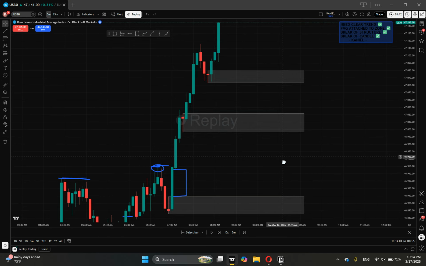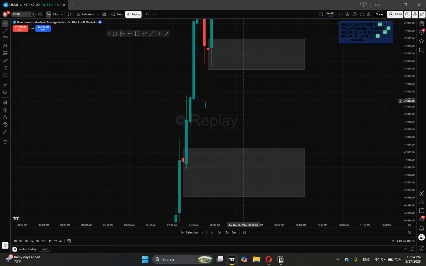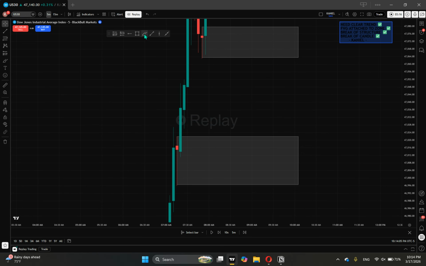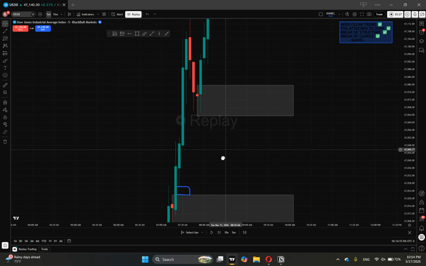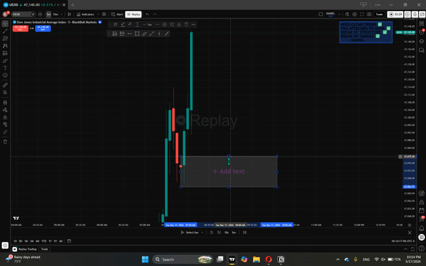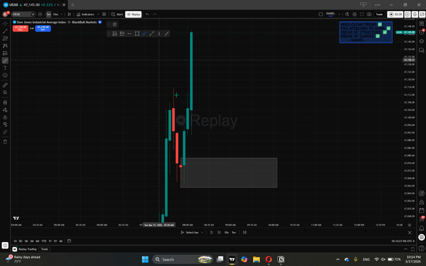This zone now, the gap is right here. So we want to see price come back and fill this gap and tap into the zone. Now for the final one right here, the gap is right here. This is the gap.